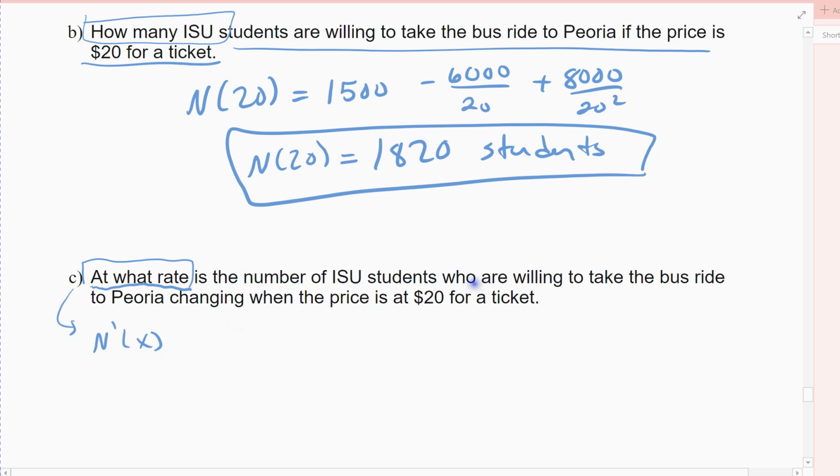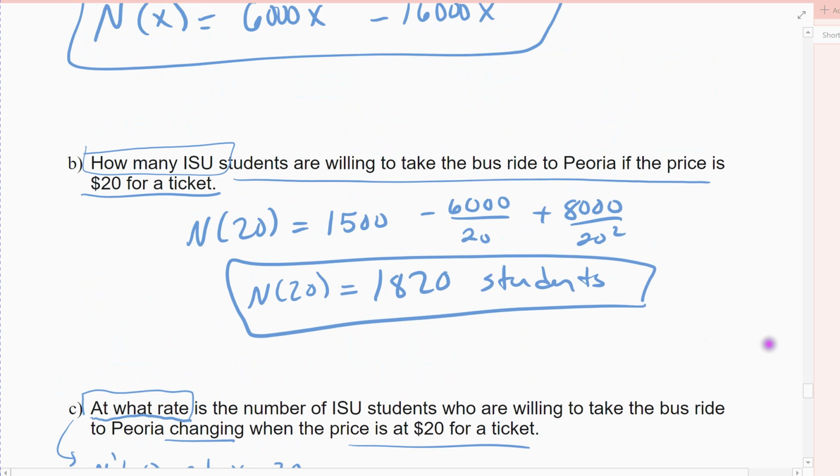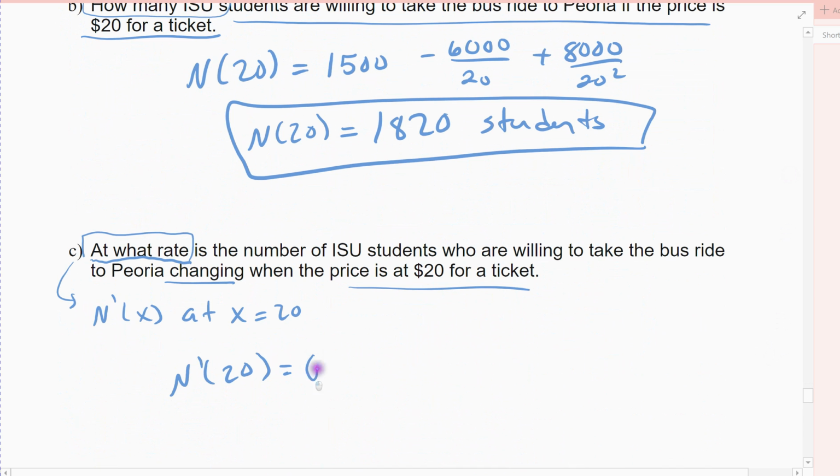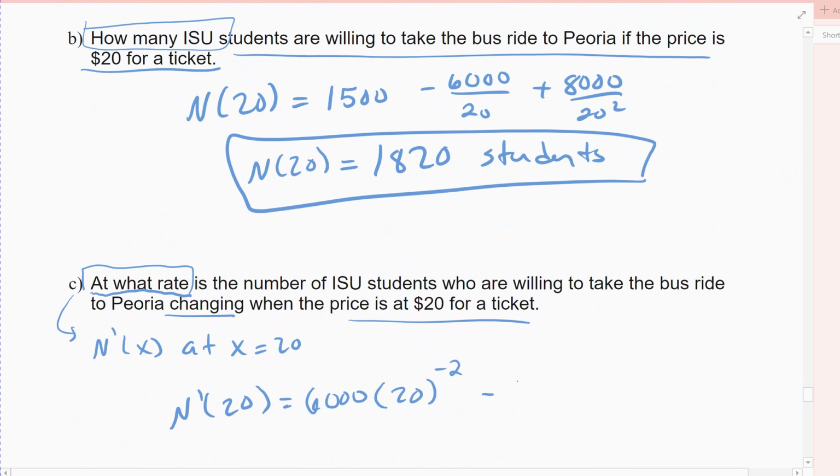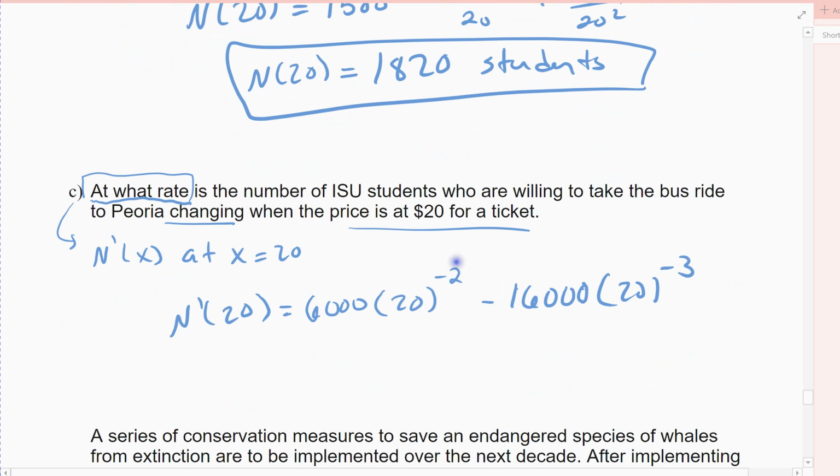Is the number of ISU students who are willing to take the bus ride changing when the price is set at $20? So again, I want the derivative at x equals 20. All right, so I'm going to plug 20 into that derivative equation. So I'm going to go back and look at my derivative. So that was 6,000 times 20 raised to the negative 2 minus 16,000 times 20 raised to the negative 3. And again, make sure you're careful with the negatives. Put parentheses around these when you're typing them into the calculator.